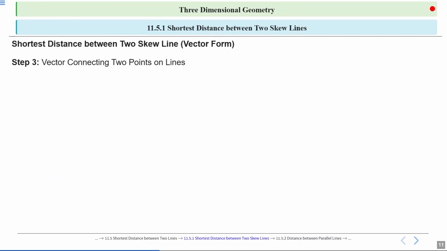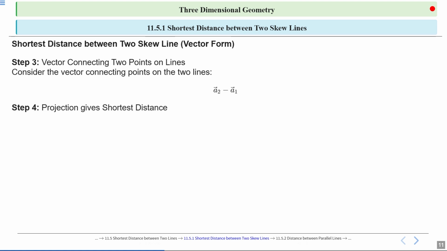Now we are focusing on finding the shortest distance between two skew lines in three-dimensional geometry using vectors. First, for step 3, let's consider the vector that connects a point on the first line to a point on the second line. So the vector connecting the 2 points is written as A2 vector minus A1 vector. Here A1 is the position vector of a point on the first line and A2 is the position vector of a point on the second line.